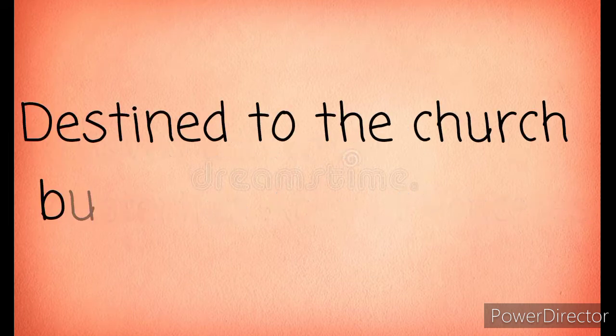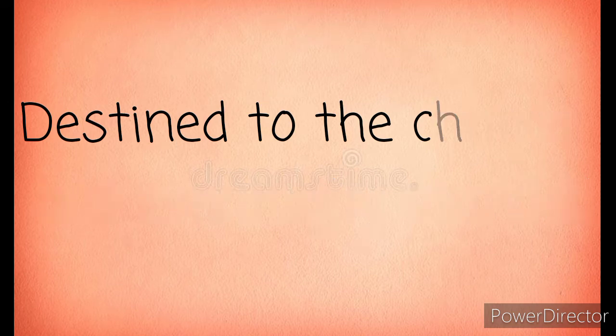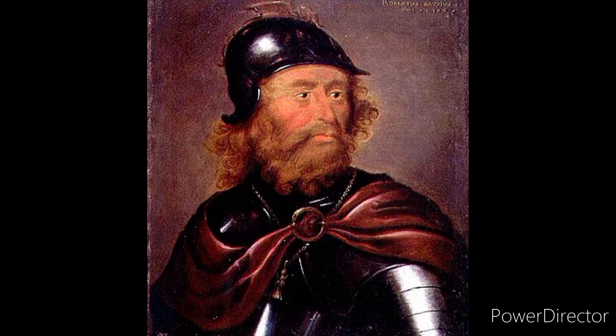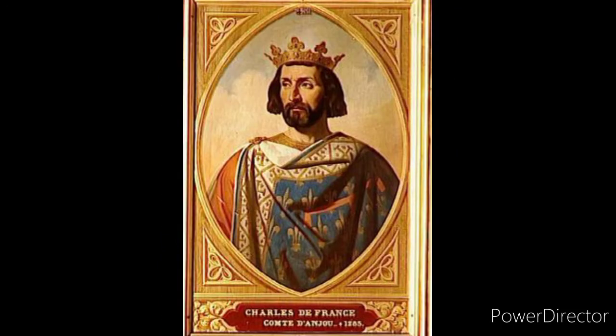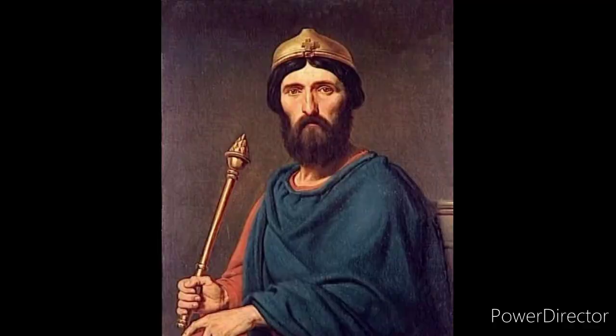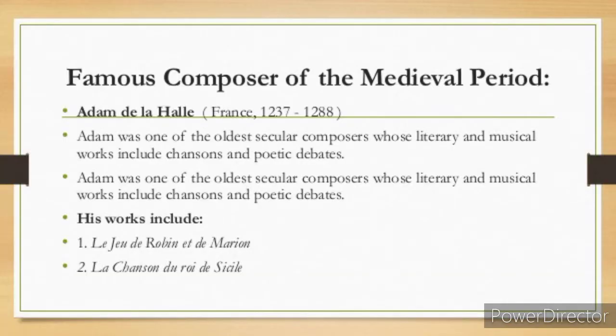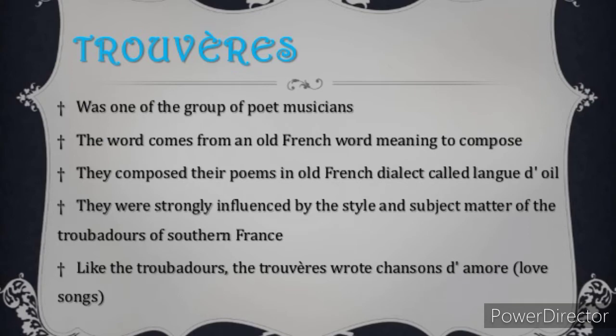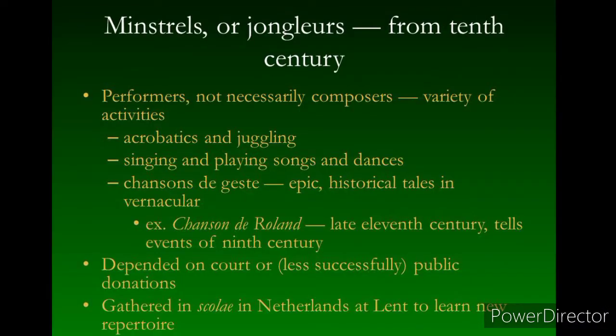Cambrai. Adam was destined for the church, but he eventually married. His patrons were Robert II, Count of Artois, and Charles of Anjou, brother of Louis IX. Adam was one of the oldest secular composers. He was a troubadour, a poet, and a musician, whose literary and musical works include chansons and jeux partis, or poetic debates, in the style of troubadours, and polyphonic rondeaux and motets in the style of early liturgical polyphony.